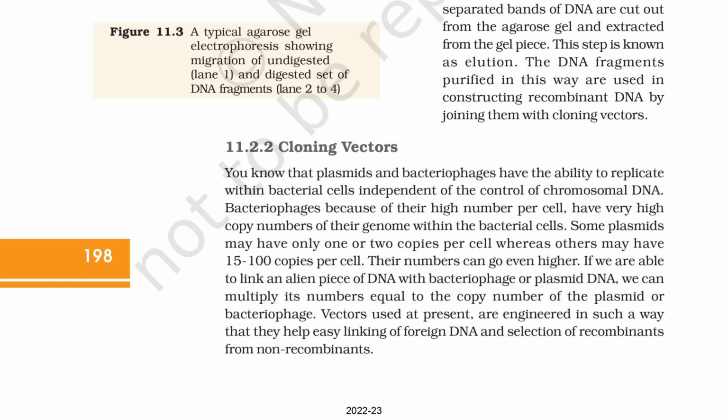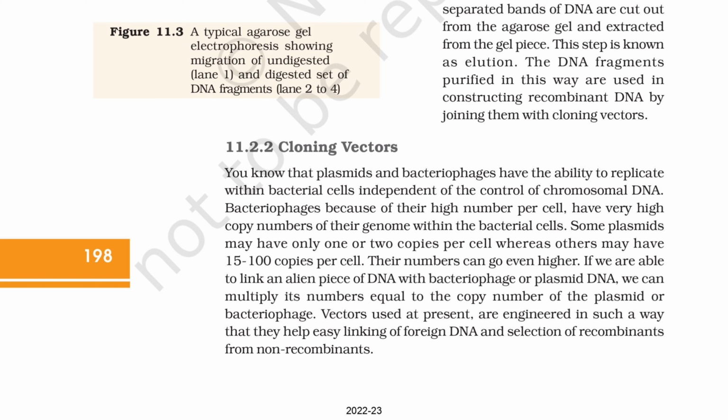Cloning vectors. You know that plasmids and bacteriophages have the ability to replicate within bacterial cells independent of the control of chromosomal DNA. Bacteriophages, because of their high number per cell, have very high copy numbers of their genome within the bacterial cells. Some plasmids may have only 1 or 2 copies per cell, whereas others may have 15 to 100 copies per cell. Their numbers can go even higher.